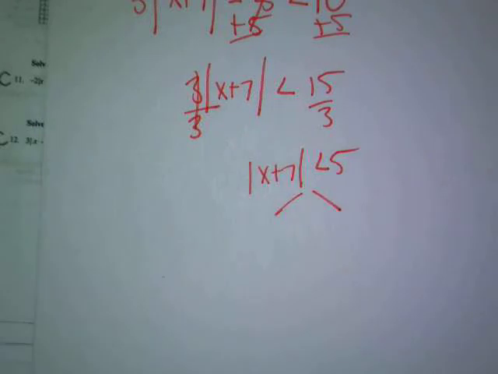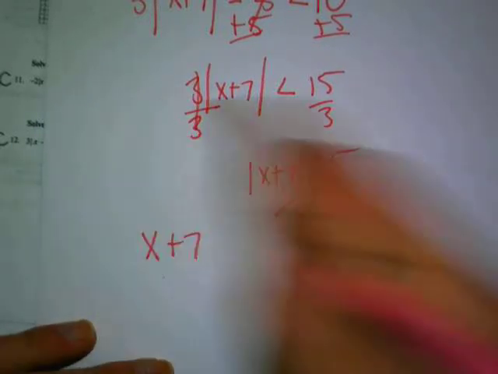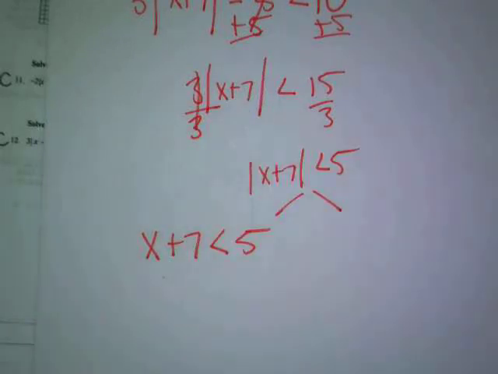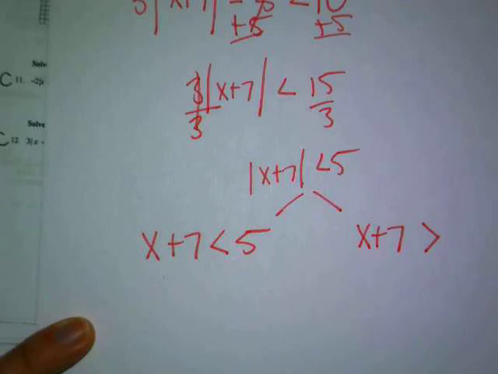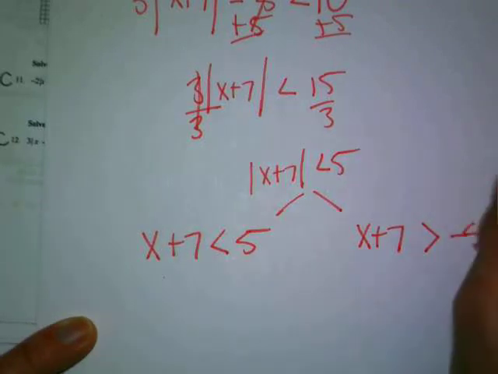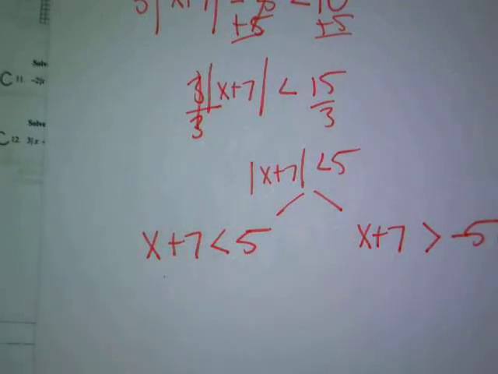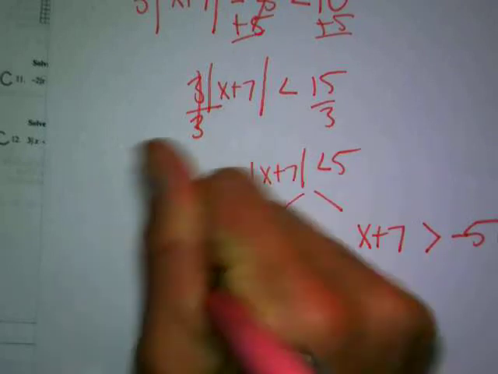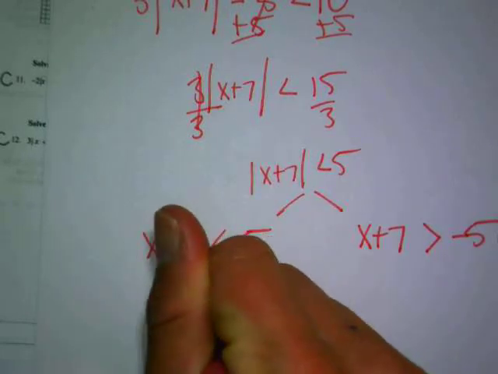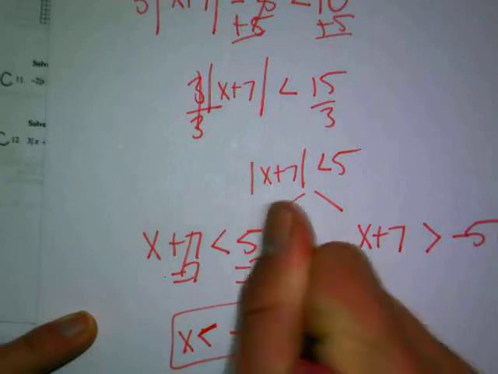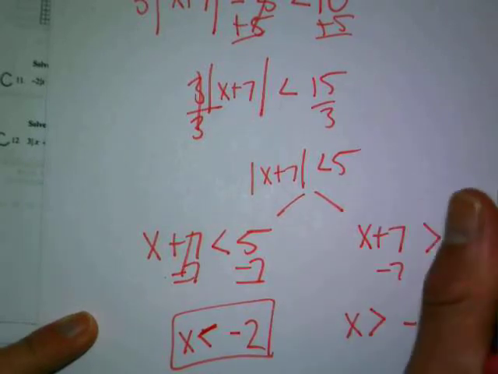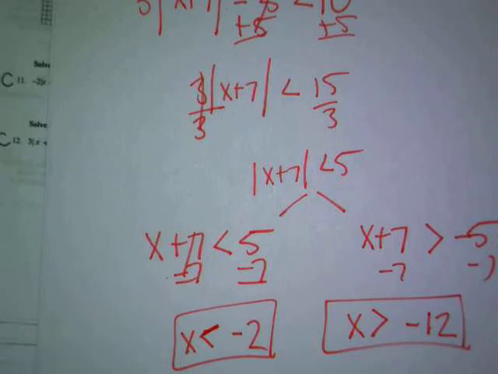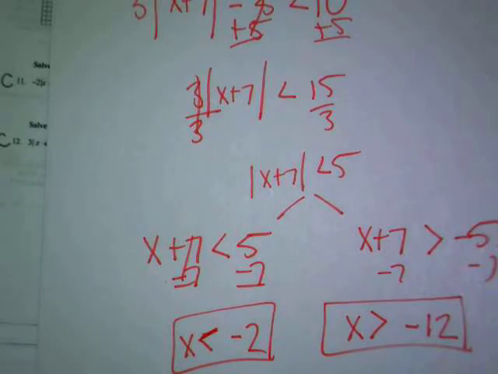So this is possible. The first time you write it the exact same, don't change anything. The second time you write it, you are going to flip this sign and make the 5 negative. When you solve both of these out, you get x is less than negative 2, and x is greater than negative 12. So that was problem number 12.